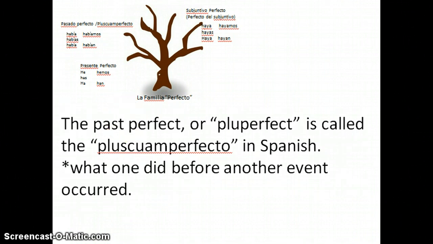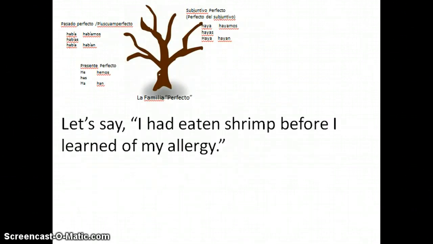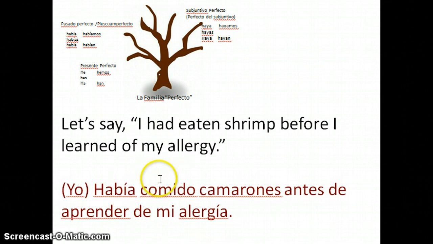Okay, the past perfect or the pluperfect is called the pluscuamperfecto in Spanish. And this means you use this basically when you describe what you did before another event occurred. And the first time I learned that, the thought I had was, huh? Didn't get it. So let's do some examples. Let's say, for example, I had eaten shrimp before I learned of my allergy. There's a little timestamp here, before I learned of something. Okay? So, yo había comido camarones antes de aprender de mi alergia. Yeah? There's my timestamp. Antes de aprender.